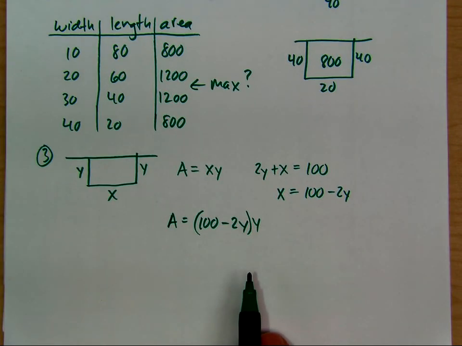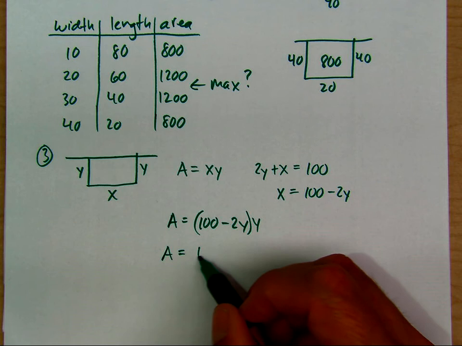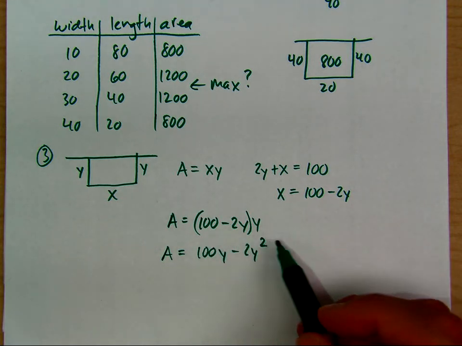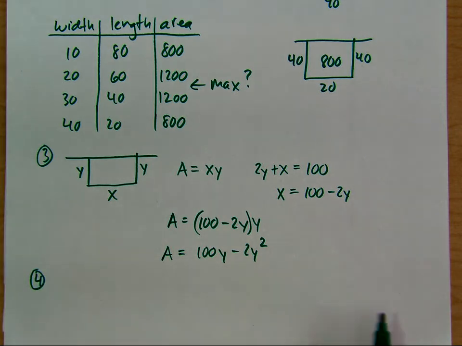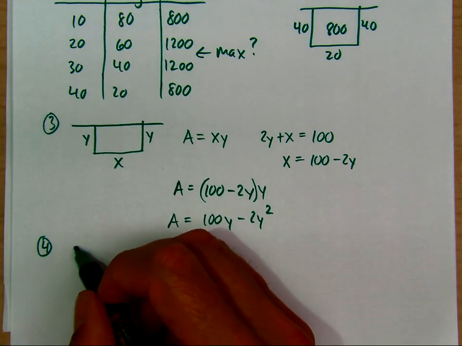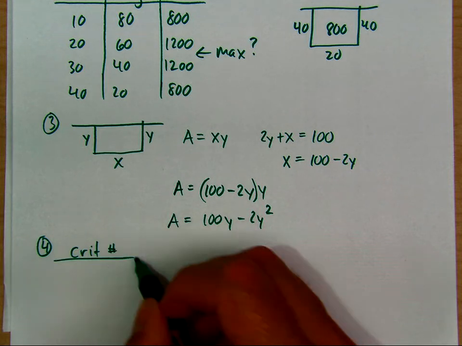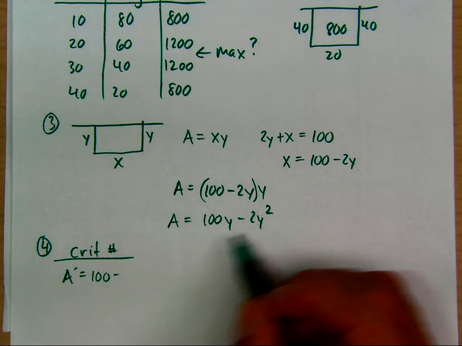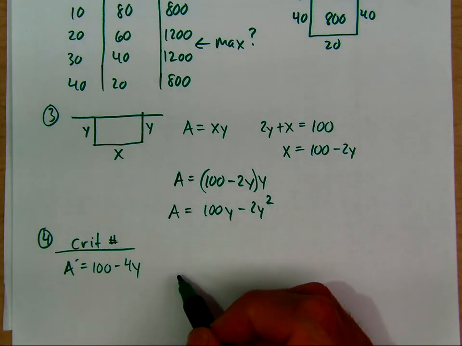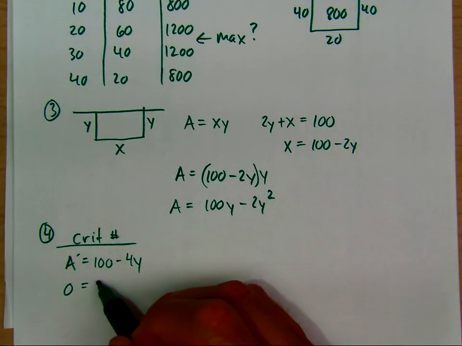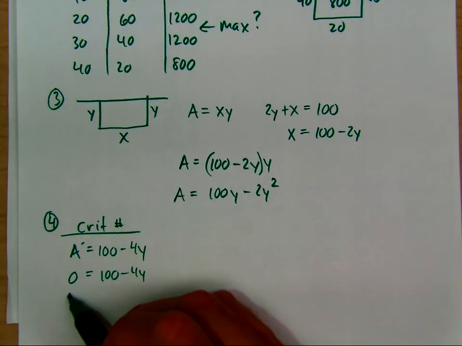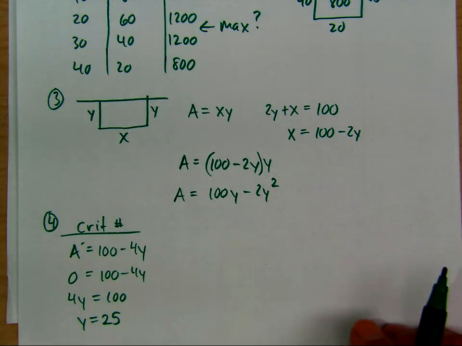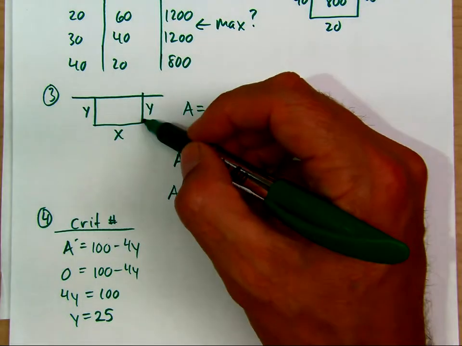do step 4, which is find the absolute maximum. So I distributed the y, and now let's do step 4, absolute max. Critical numbers, we need the derivative, minus 4y, and we want to know when that equals 0. So a critical number is when the width is 25.